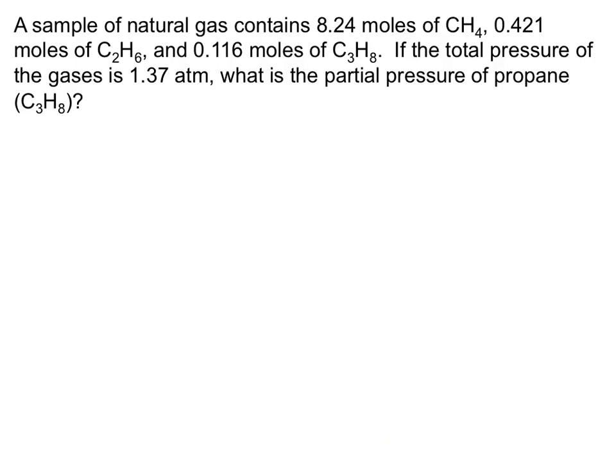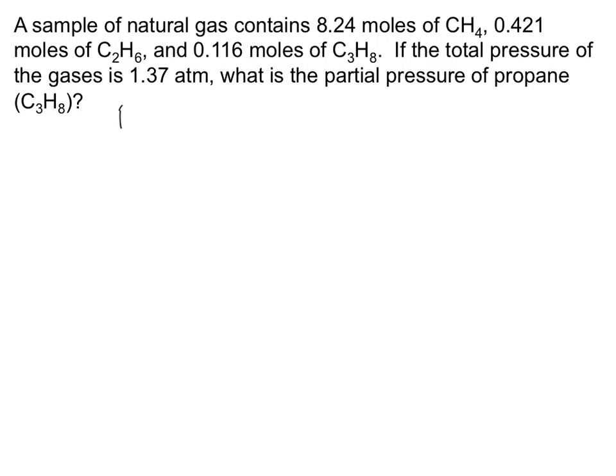So the problem here tells us that we have a sample of natural gas. So we have a container with some gas that contains 8.24 moles of methane, 0.42 moles of ethane, and 0.116 moles of propane. It tells us if the total pressure of the gases is 1.37 atm, what is the partial pressure of propane? So we've been given the number of moles of each of the individual gases in the container, and we've been given the total pressure caused by those gases in that container. So what they want us to figure out is the partial pressure of propane.